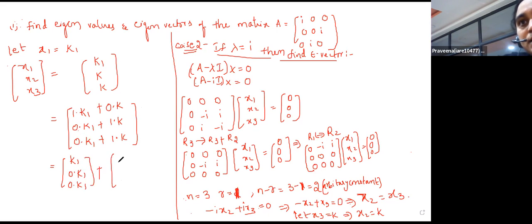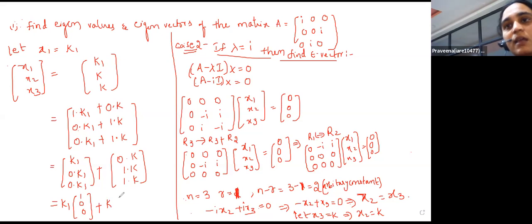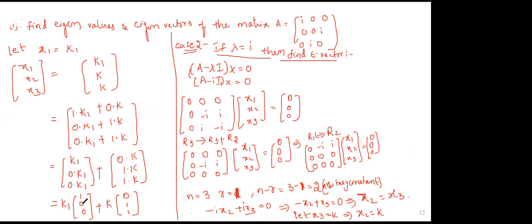Plus 0 into k plus 1 into k plus 1 into k. From that, here I am taking k1 outside: 1, 0, 0, plus taking common k: 0, 1, 1. From that, what is k1? Tell me, what are the two vectors here? One is 1, 0, 0 and the other one is 0, 1, 1, right?